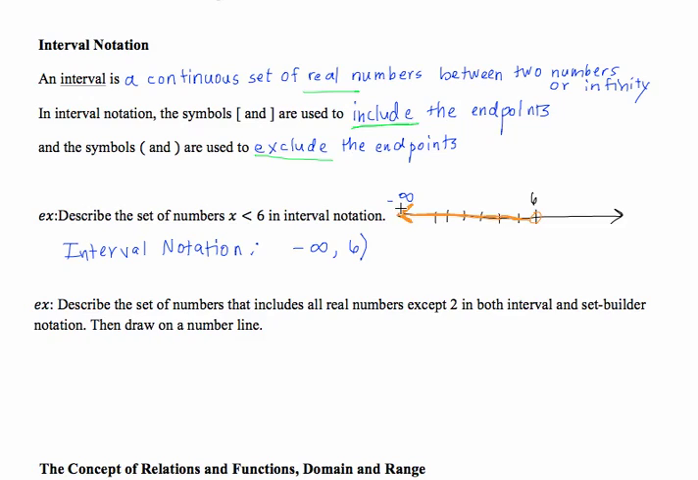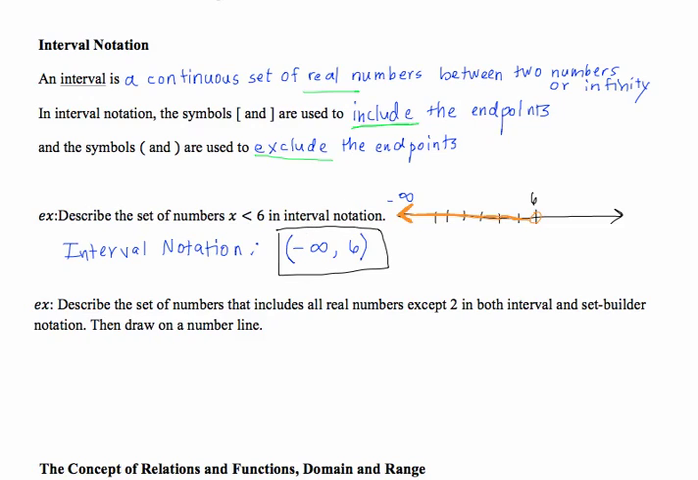Now technically anytime that you have an infinity or a negative infinity as your other endpoint, you can't include infinity because nothing can ever equal infinity. So you always use a parenthesis if you have infinity on one side. So this describes the set of real numbers between negative infinity and 6.